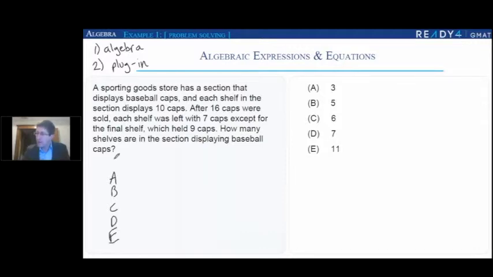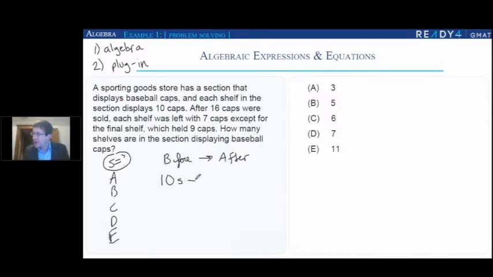So we want to know how many shelves are in the store. I'll make that my variable, S. Then I've got these two situations, the before and the after. In the original situation, we have S shelves, 10 caps on each shelf, so we just multiply those numbers, 10 times S, that should be the number of caps.